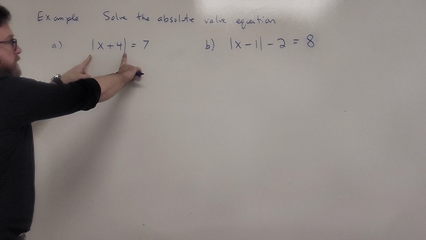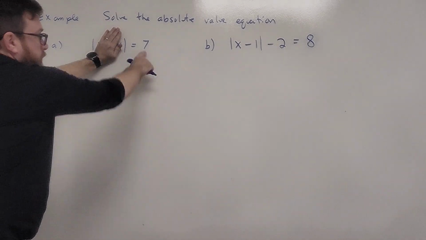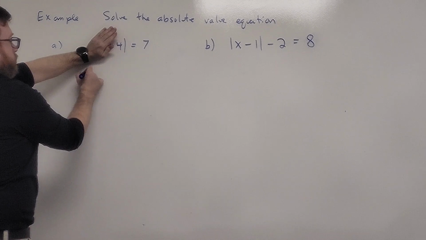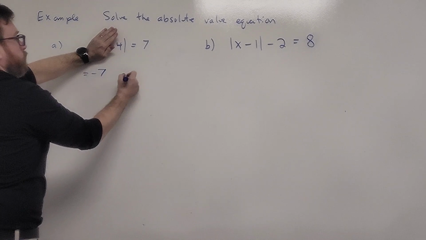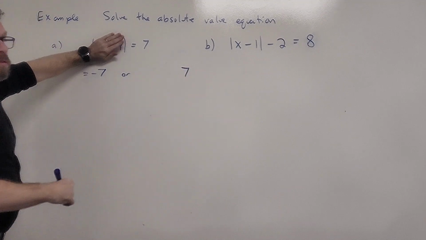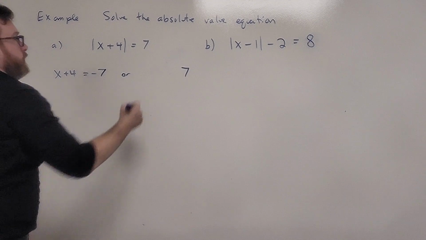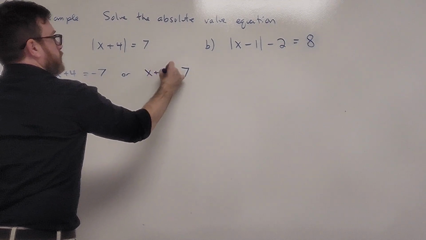The left-hand side has already been isolated. So what I know is that what's underneath this is either going to be a negative 7 or a positive 7. So this x plus 4 is equal to negative 7, or this x plus 4 is equal to positive 7.